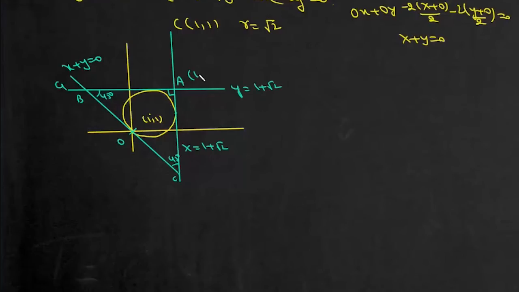So coordinate of this point A is (1 plus √2, 1 plus √2). Now for this line, if we put x as 1 plus √2, we'll get y as minus 1 minus √2. So it will be (1 plus √2, minus 1 minus √2), and here we know y is 1 plus √2, and when we put y as 1 plus √2, x is minus 1 minus √2. And if we find its midpoint, it'll be at origin. So, which is again same as this option B.